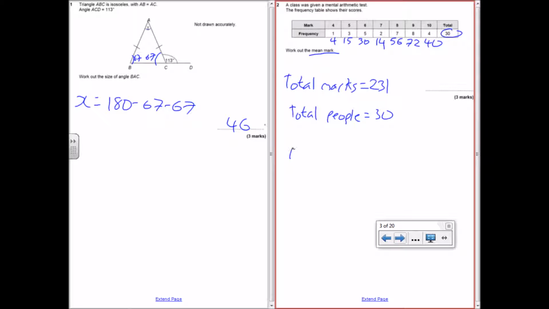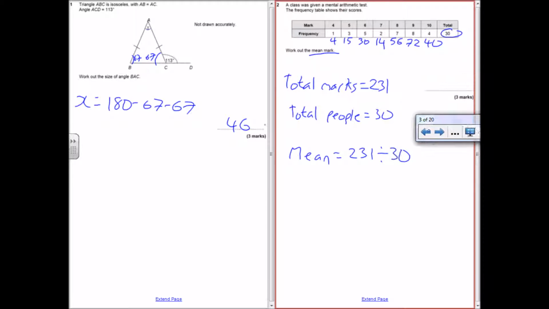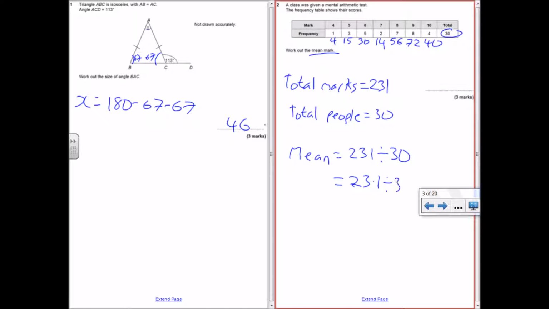So therefore the mean is 231 divided by 30. One way you could do this without a calculator is by knowing that it's the same as 23.1 divided by 3. So to work that out, 3 into 23 is 7 remainder 2, 3 into 21 is 7, therefore the mean mark is 7.7.